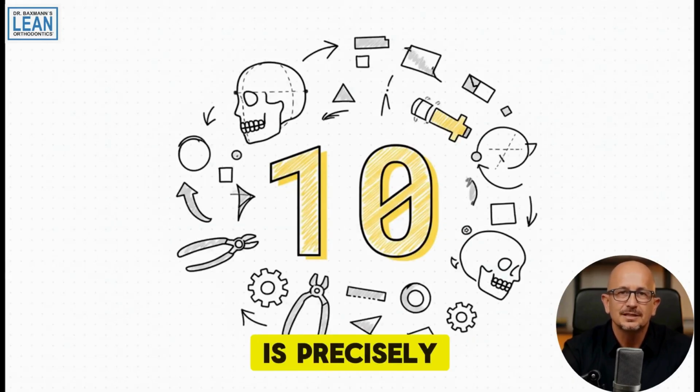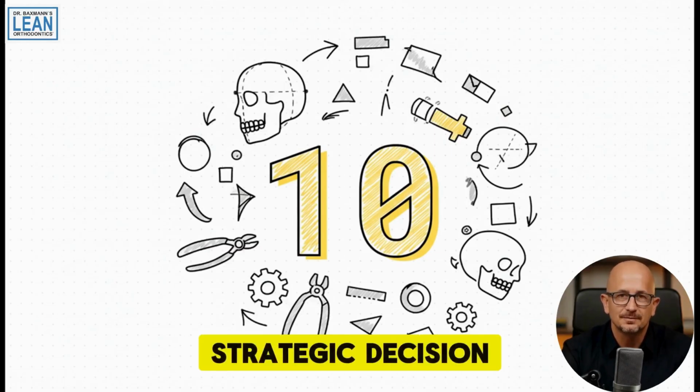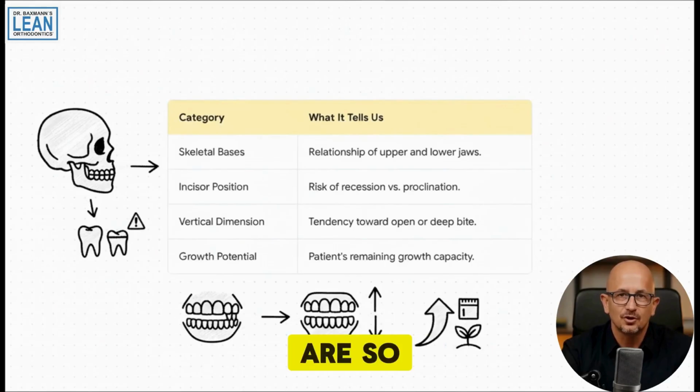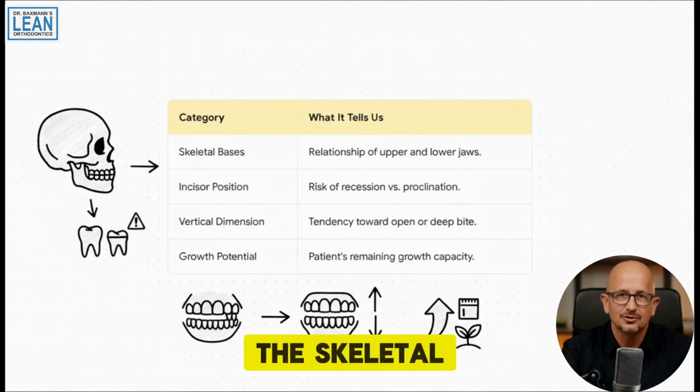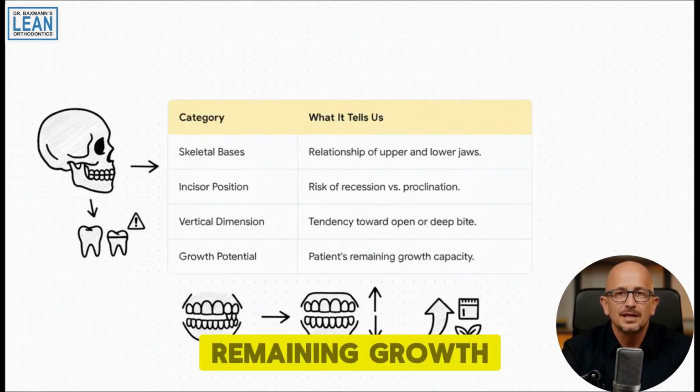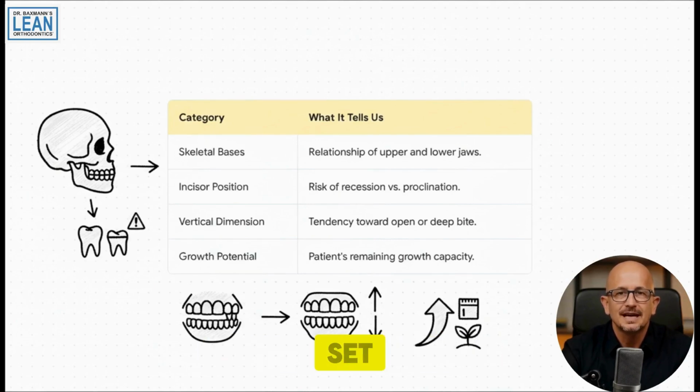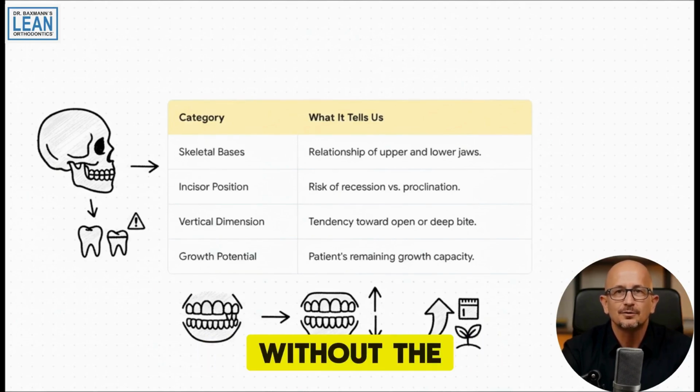And that is precisely why I developed a lean ceph analysis that uses only 10 values. That's it, just 10. And I'm telling you, with these 10 values, you can get everything you truly need to make a clear strategic decision. Now, these 10 values are so powerful because they cover 4 absolutely critical areas. They tell us about the skeletal relationship between the jaws, the incisor position and any associated risks, the vertical dimension, and of course, the patient's remaining growth potential. With this focused data set, we get the entire strategic picture without the usual headache.